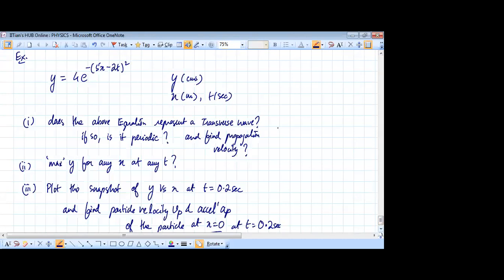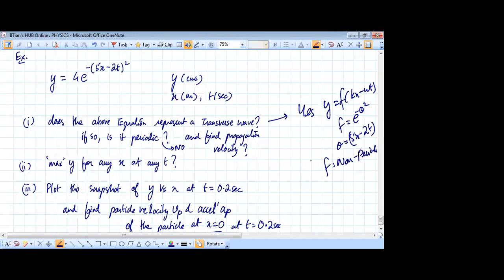Okay, so we can see that first of all, the answer to this is yes, because y is a function of kx minus omega t, where that function is e raised power minus theta square, and that argument of the function is 5x minus 2t. Okay, but the function is non-periodic, so the answer to this is no. Okay, because the function is non-periodic. Okay. And the propagation speed v is omega by k, which will be 2 by 5 meters per second or 0.4 meters per second.